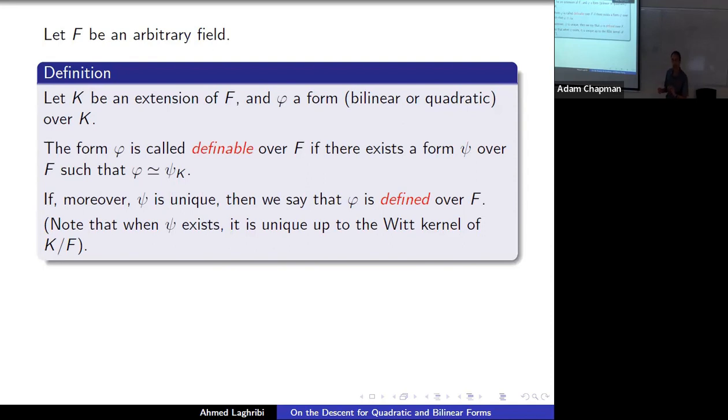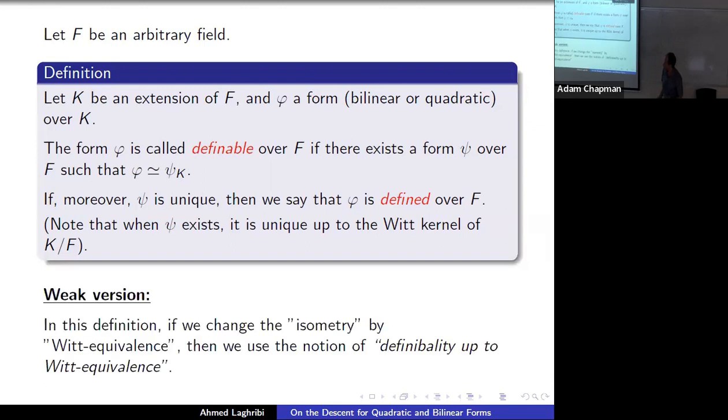So here we have to be in good conditions. You have to suppose that phi is non-singular, otherwise you don't have the notion of Witt kernel of the extension K over F for singular forms. But we imagine that we are in good conditions. And now we also work with another, weaker version. If you change this isometry by Witt equivalence, then we talk about definability up to Witt equivalence.